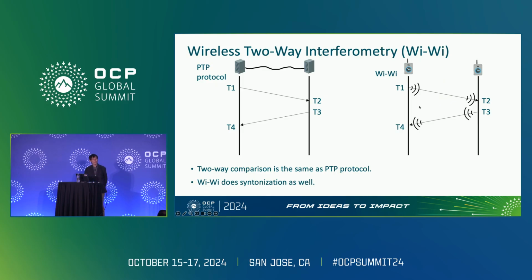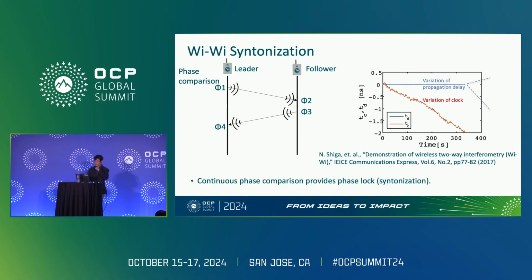What we do with wireless synchronization is basically the same as the PTP protocol, T1, T2, T3, T4. We have the transmission time and reception time, and then the other way, the transmission time and the reception time. But there is a big addition to PTP, which is like White Rabbit. We record the transmitted phase and received phase, phi 1, phi 2, phi 3, phi 4.